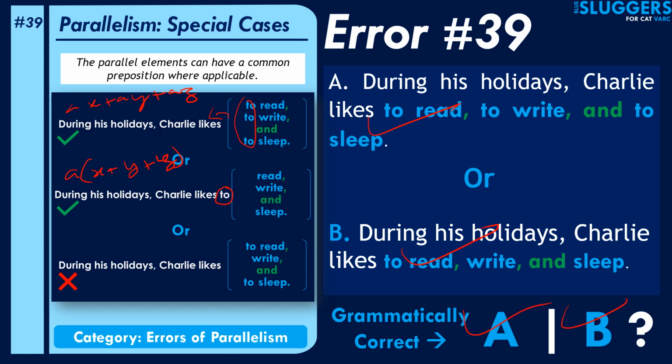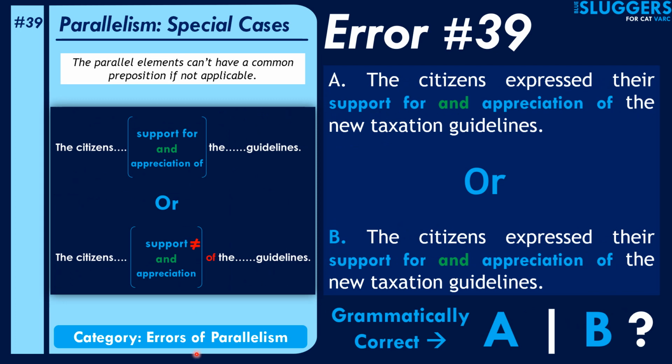Now let's look at the next special case. In the last case we noted that the preposition to be used for each of the parallel elements was the same. In this case, sometimes it might happen that the preposition applicable in the grammatically correct sense for each of the words involved in the parallel elements might not be the same.